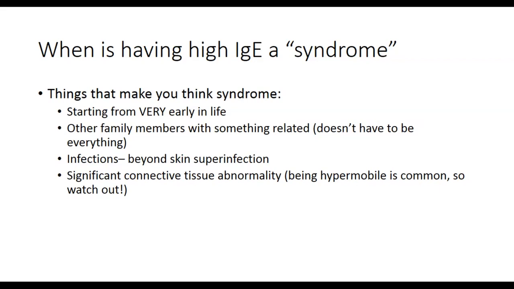Hypermobile joints is one of the main things that comes up, because historically that was what was associated with one of the syndromes with high IgE. But 20% of adolescent girls have hypermobile joints. 20% of all adolescent girls have hypermobile joints. So that means that 20% of people who have a high IgE are going to look like they have a syndrome, and they don't really have it. You understand? It just overlaps a ton.